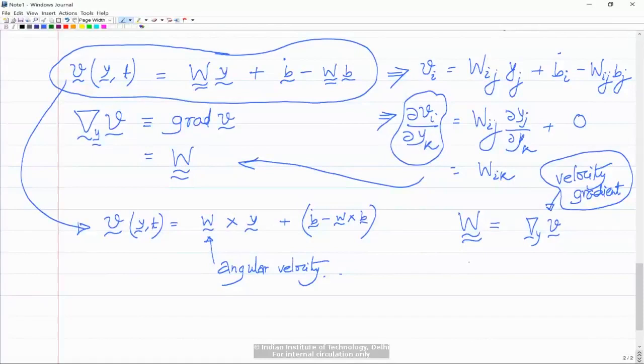And if you try to also write it in terms of curl, then this W, the angular velocity, is actually half of the curl of velocity. Curl is written as the gradient with respect to y, cross product, del cross v. So remember it's the Eulerian curl.